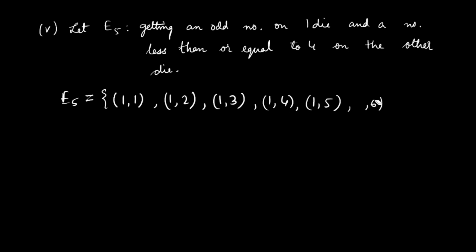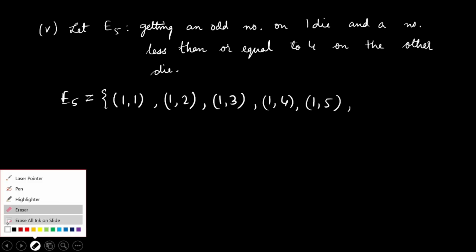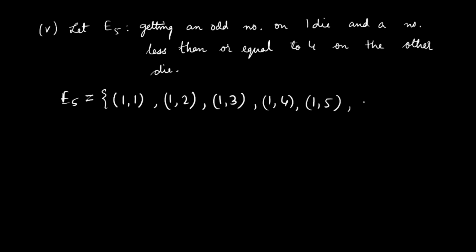So this is not possible. Now let's see for 2. 2, 1, is this possible? 2 is a number less than or equal to 4 and 1 is an odd number. So it is possible. For 2, 2, 2 is not an odd number but 2 is a number less than or equal to 4. So first condition is not getting satisfied. So 2, 2 is not possible.